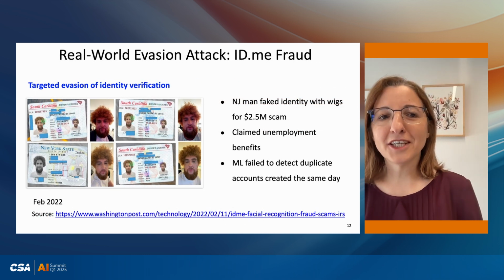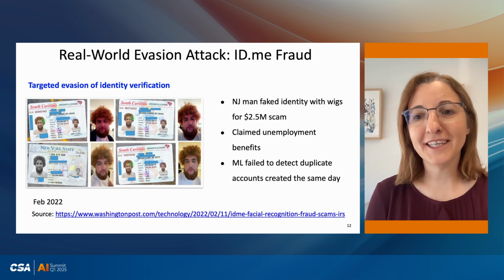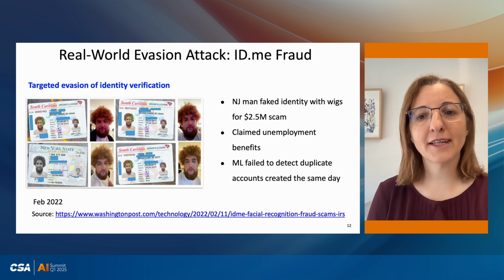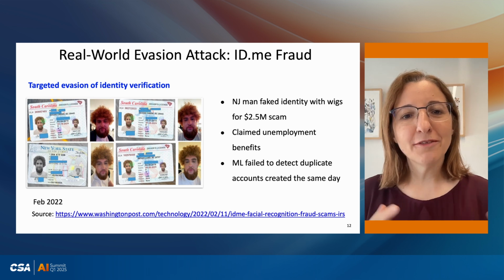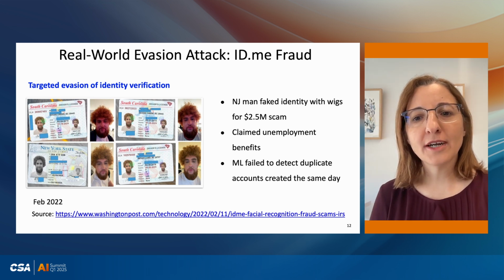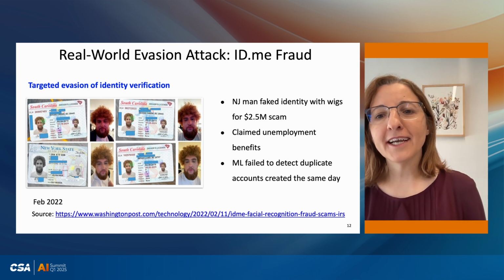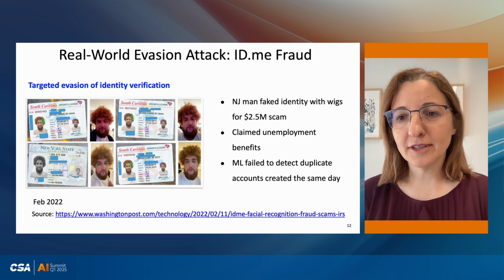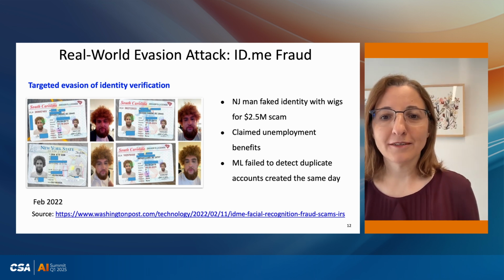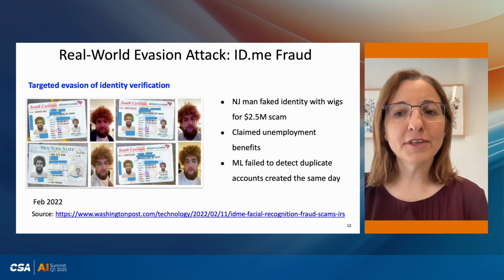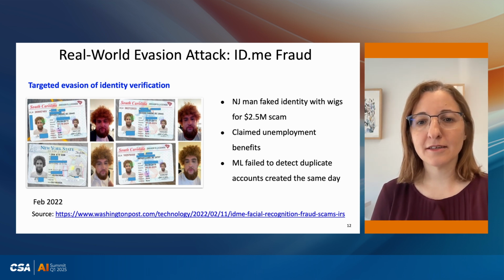So adversarial examples are not just of academic interest, as there have been also several instances of real-world attacks. Just to give you a famous one, in February 2022, a New Jersey man faked the identity verification in the service called ID.me by wearing wigs, right? And the goal here was of claiming unemployment benefits for $2.5 million.